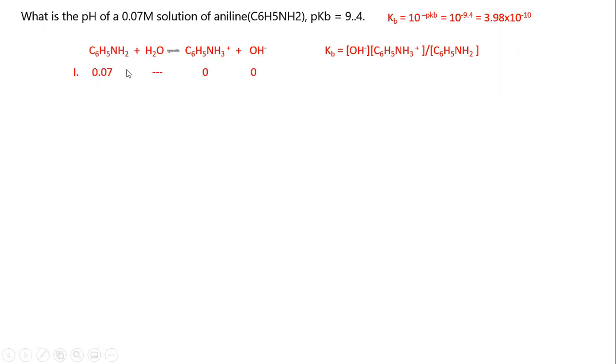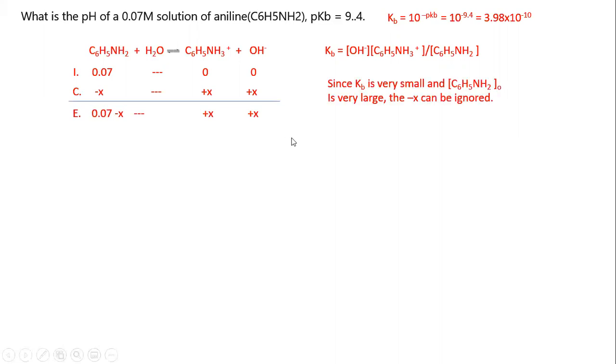We have the initial concentration of weak base. We do the change. We get the equilibrium concentrations. Now here, since Kb is very small compared to the initial concentration, we're looking at a difference on the order of magnitude of 10 to the 8th, which is quite small for Kb compared to the initial concentration.